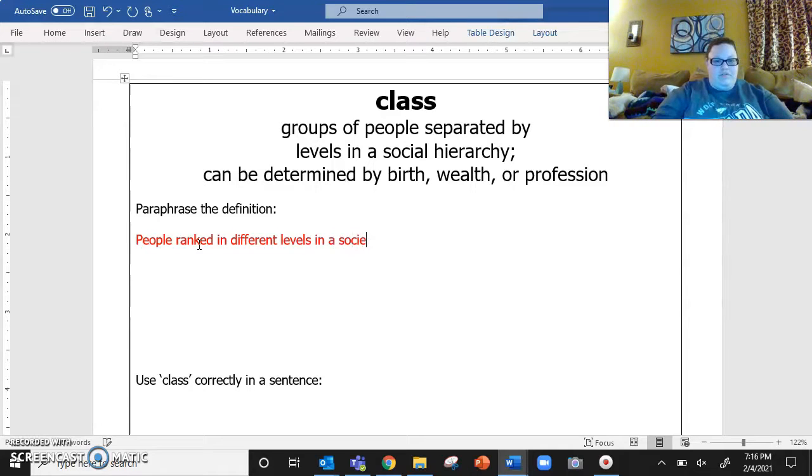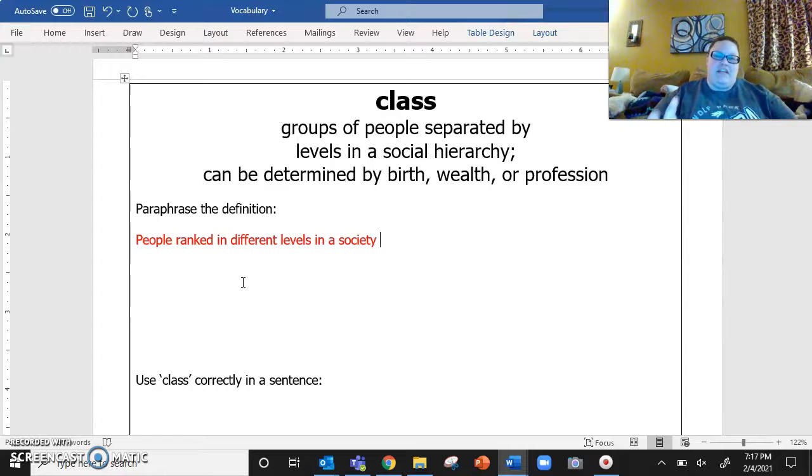In a social, spell it right, Hawkins. Oh man, I can't say levels in a social hierarchy. What could I say? What vocabulary word could I use? We just used it. Society, thank you. Okay, so people ranked in different levels of who? People ranked in different levels in a society.